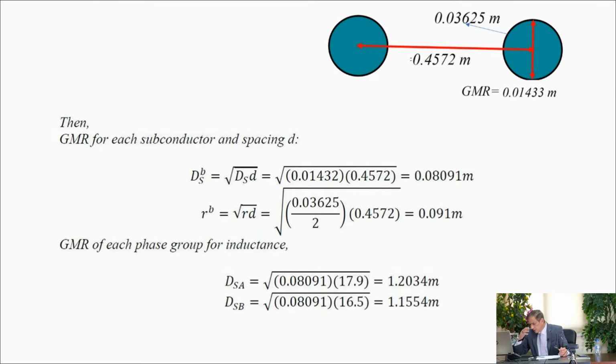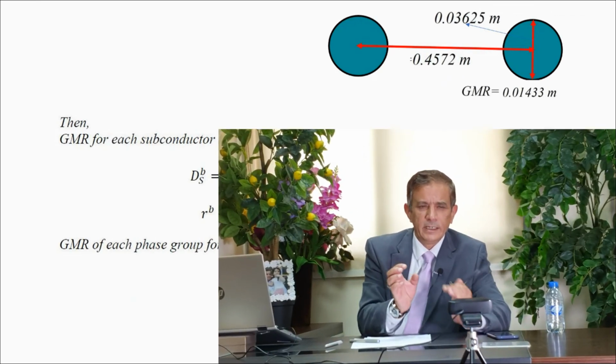So simply, in order not to be confused, for geometrical mean radius, if there were only one conductor in the bundle, only this distance would be used. Because I have two conductors, what am I doing? I'm looking for the equivalent radius of the conductor inside the bundle. Once I get it, I'm looking for the equivalent radius between the phases, A dash, B dash, C dash.